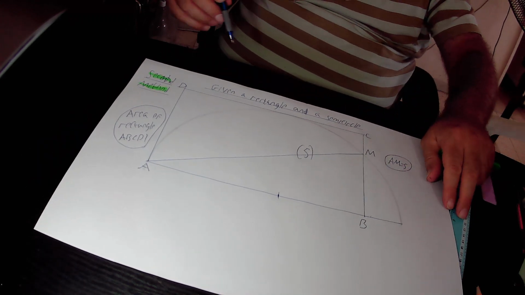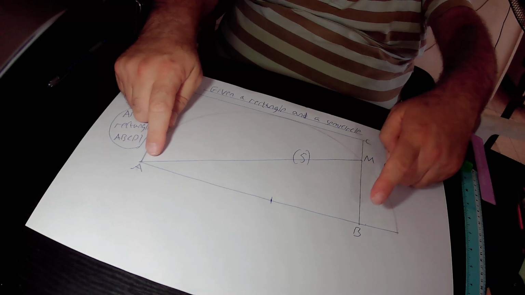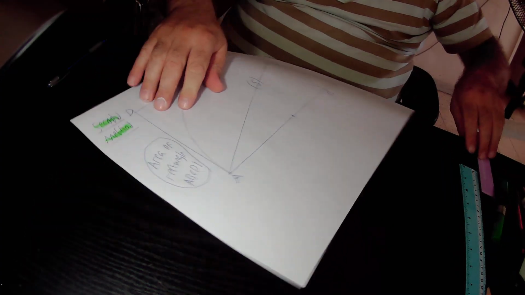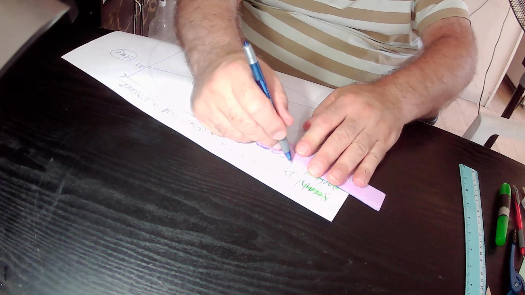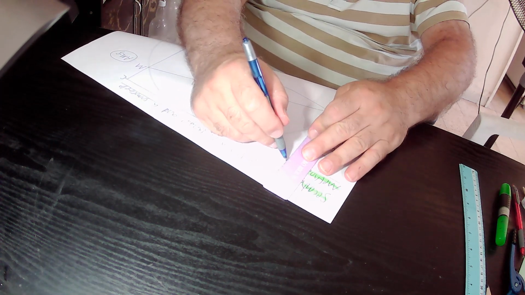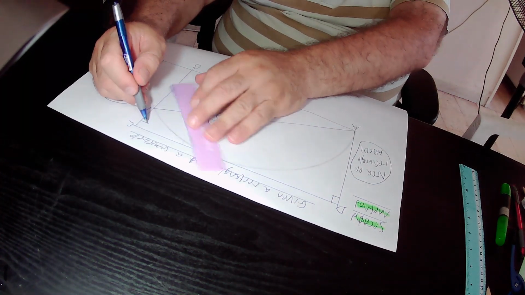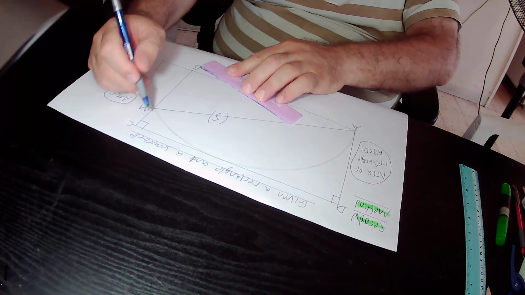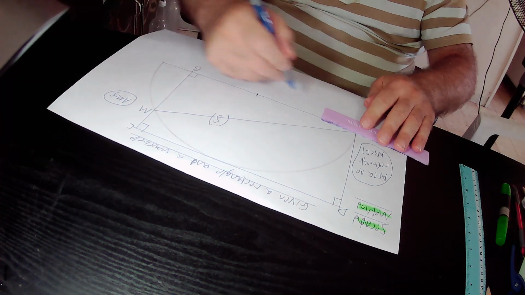Because ABCD is a rectangle, all four angles inside of ABCD are right angles. So this is a right angle. This is also a right angle. This is a right angle. And finally, this is also a right angle.